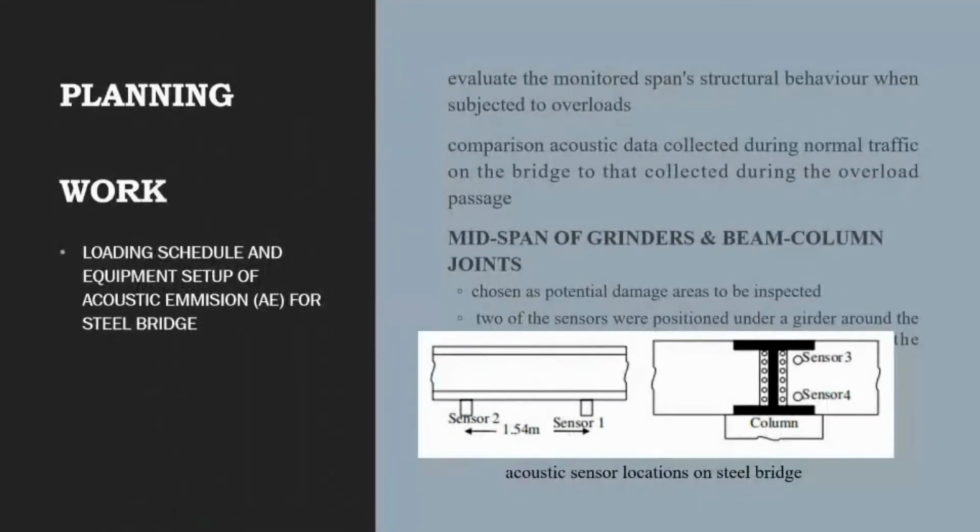So for the planning work of acoustic emission, for your information, acoustic emission is done on two different bridges, the pre-stressed bridge and also the steel bridge. For the steel bridge, we evaluate and monitor the span structure behavior when subject to overloads. We compare acoustic data collected during normal traffic on the bridge with data from the overload passage. The span of girders and beam column joints is chosen as the potential damage area to be inspected. Two of the sensors were positioned under a girder around the bridge.